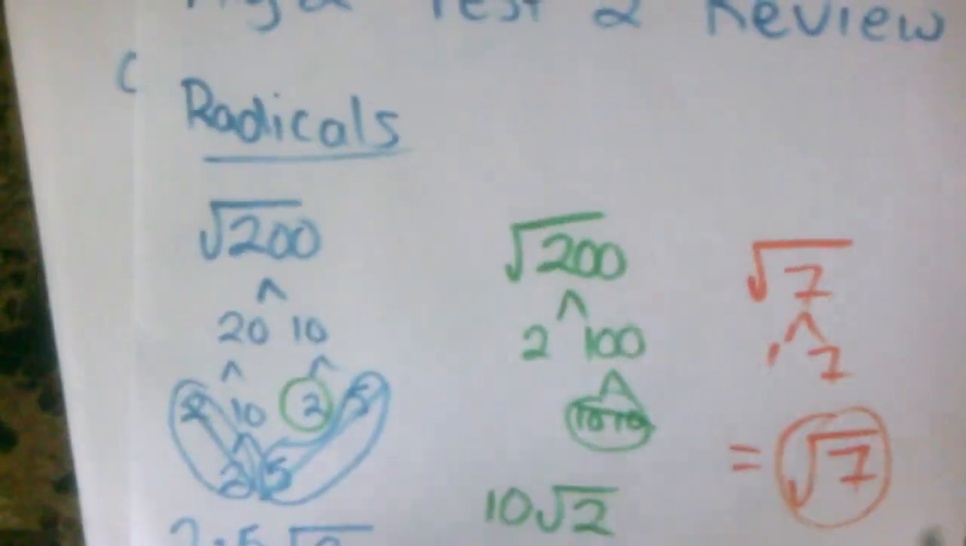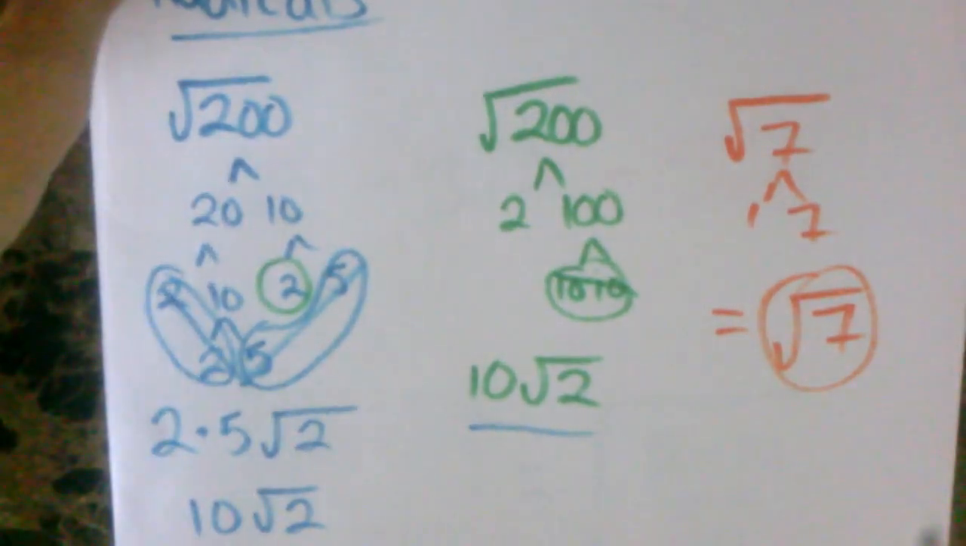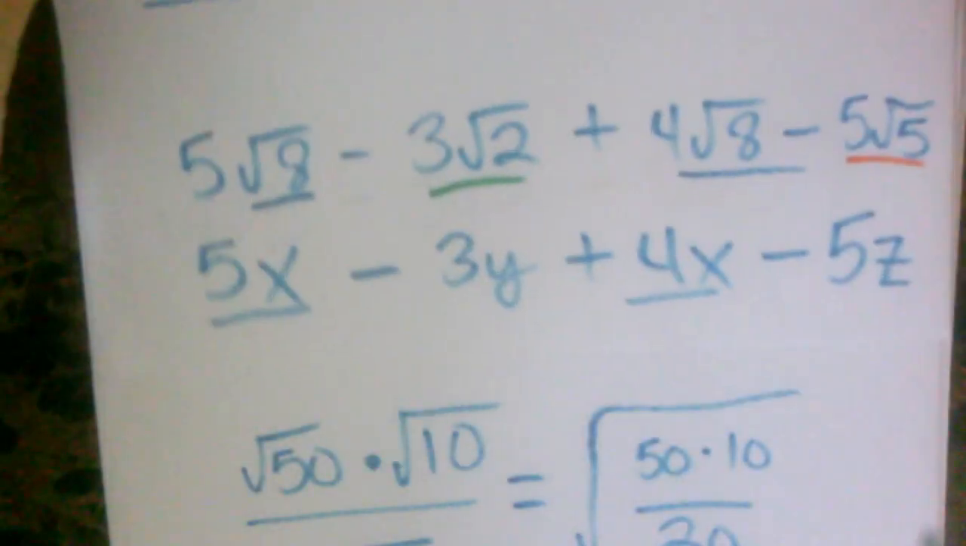So again, in case you need to pause or rewind or whatever, go back. The first one was just simplifying a radical. The second one was combining radicals through addition and subtraction.